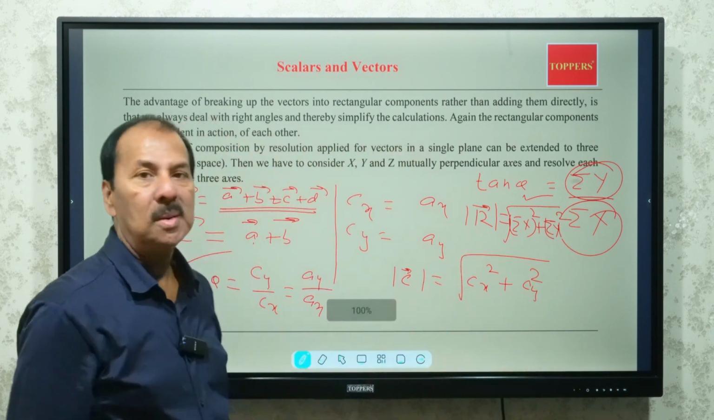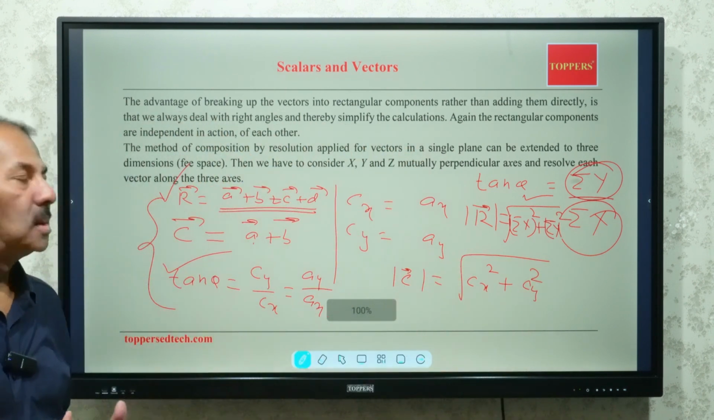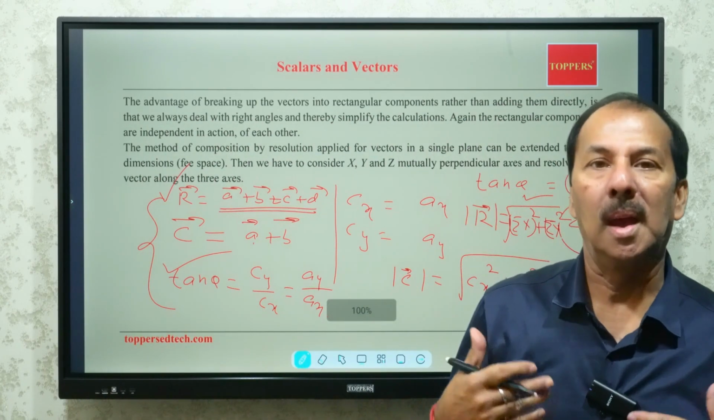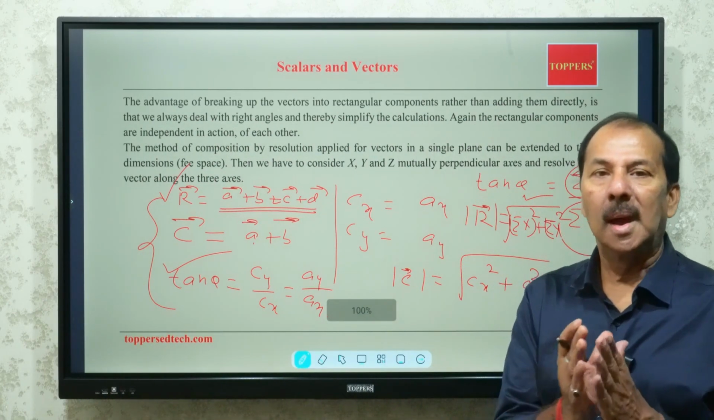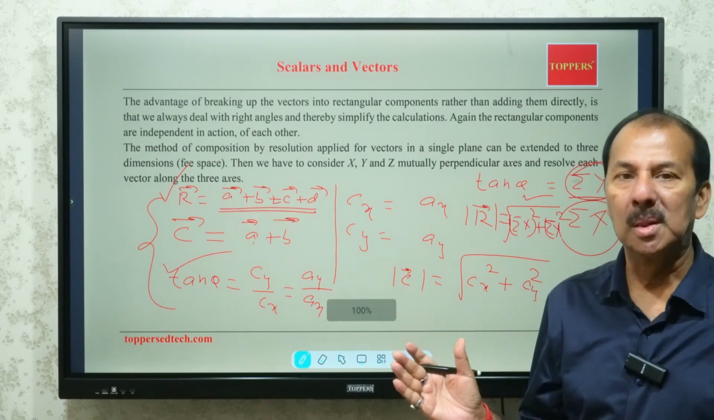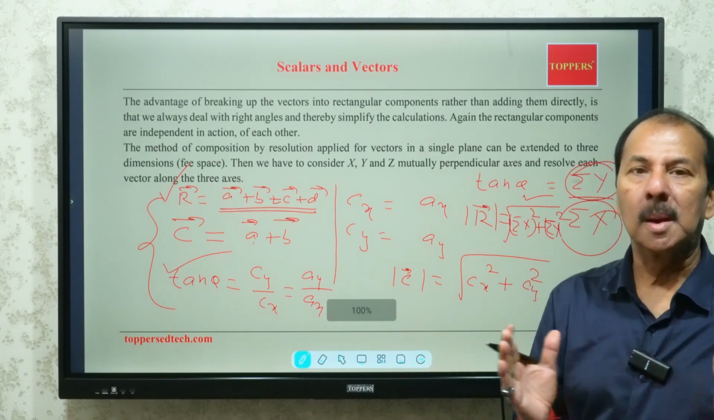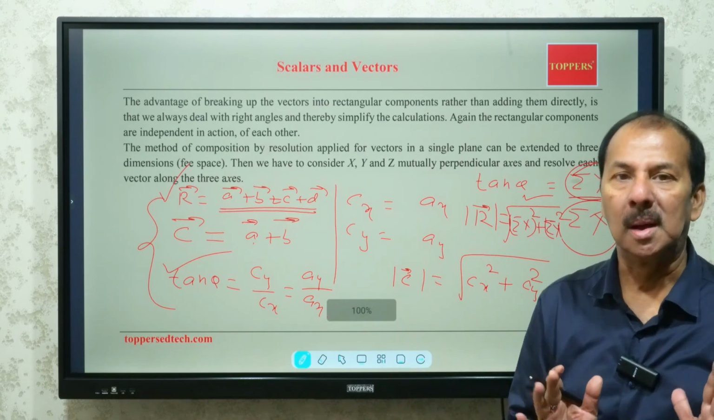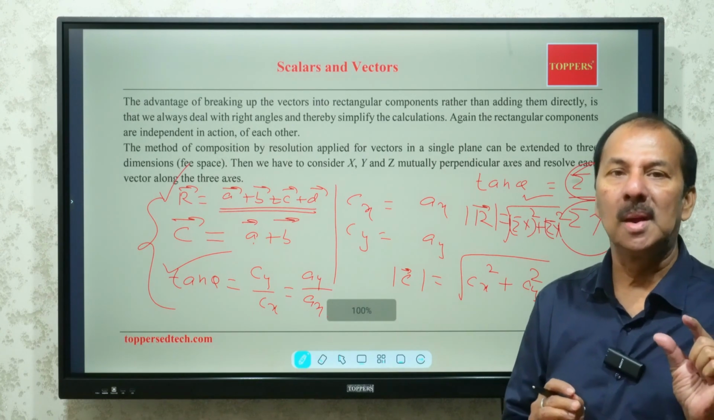So this gives you the result. So now let me summarize. Whether it is a case of addition of two vectors or any number of vectors, calculate the x component of all the vectors. Calculate the y components of all the vectors, the summation of x and the summation of y, and then the magnitude of the resultant of the vector.